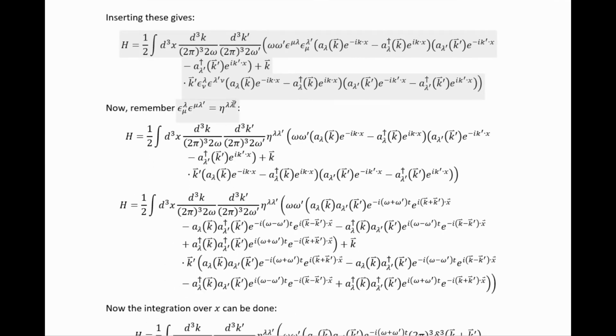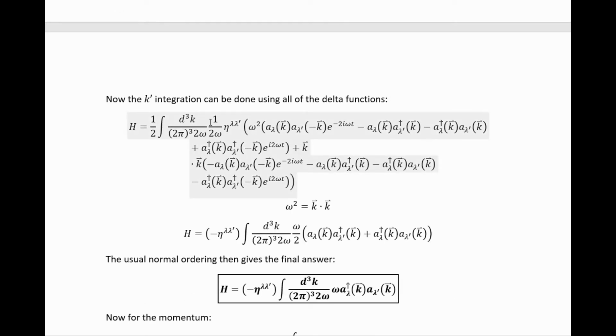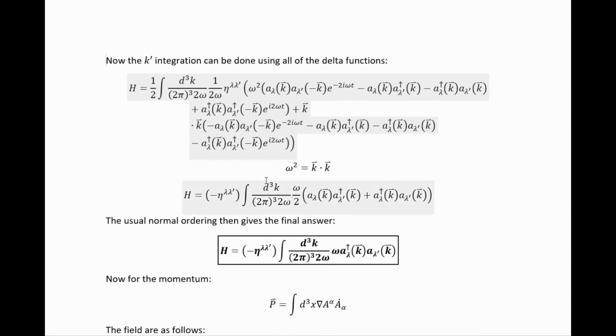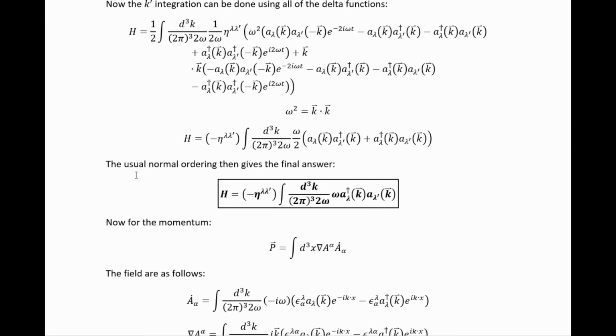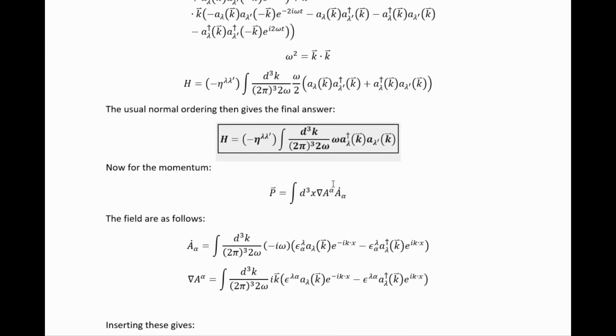Then we can remember this relation, which simplifies things down a little bit. Then we can multiply it all out and rework the exponentials. Then we can do the x integration to yield all these delta functions. Then we can do the k prime integration using those delta functions, and then we can simplify it, remembering this result here to this. Then using the standard normal ordering gives us the final desired result for the Hamiltonian.